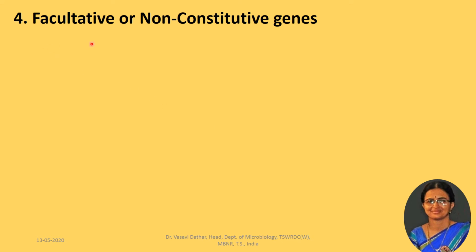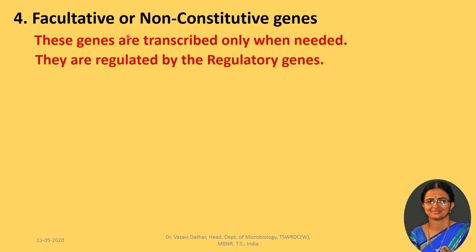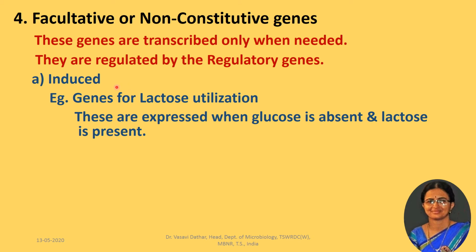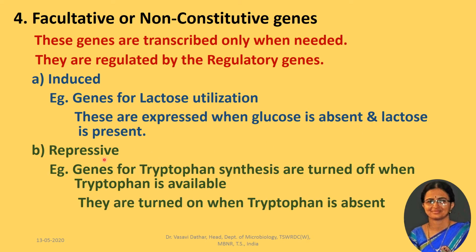Next is facultative or non-constitutive genes. These are transcribed only when they are needed, so they are regulated by the regulatory genes. Whenever required, they are synthesized. There are two types, inducible and repressible. The inducible ones, for example, are genes for lactose utilization. These are expressed when glucose is absent and lactose is present. Repressible, for example, are genes for tryptophan synthesis. These are turned off when tryptophan is available and turned on when tryptophan is absent.